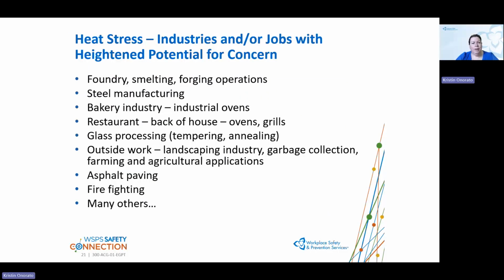All right, so heat stress can be a little different depending on the kind of job or industry that you're in. Normally, when you think about heat stress, some of our highest concern places are places that have a lot of radiant or process heat. Big examples of industries with heightened concern include foundries, steel manufacturing, bakeries, restaurants, glass processing, outside work where there's limited shade availability, asphalt paving, firefighting, as well as many others. There are heat concerns in all of our workplaces, but the more process heat you potentially have, the higher those concerns can get.